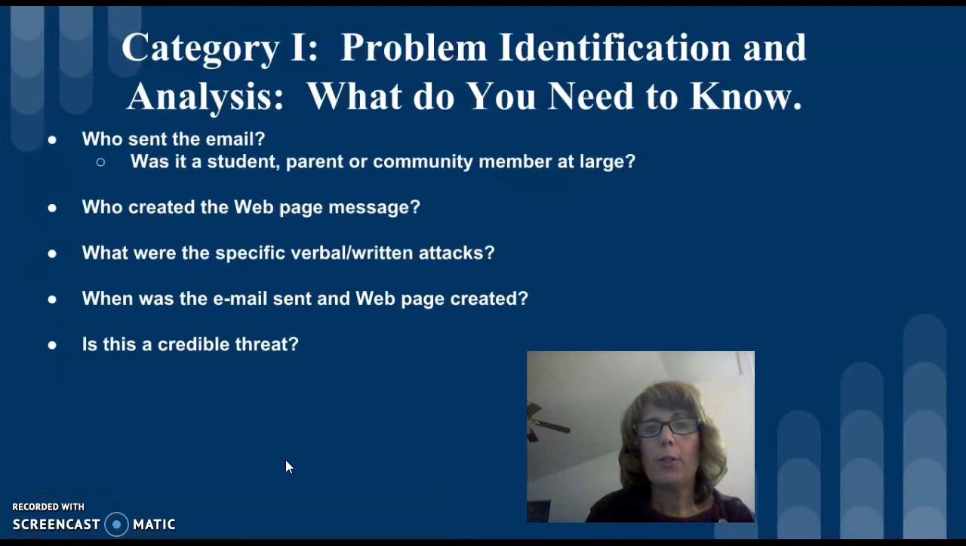So, what do you need to know in the problem identification analysis? Who sent the email? Was it a student, parent, or community member at large? Who created the web page message? What were the specific verbal written attacks? And when was the email sent and web page created? Is this a credible threat?